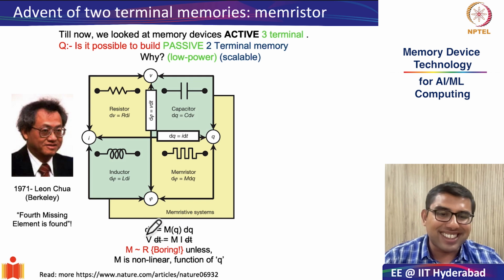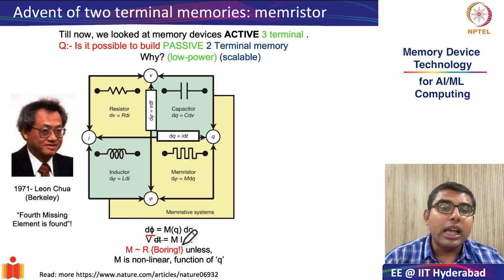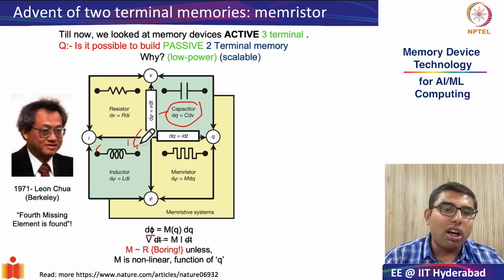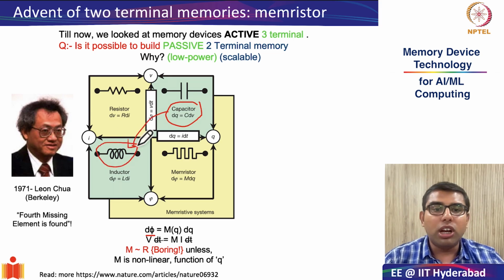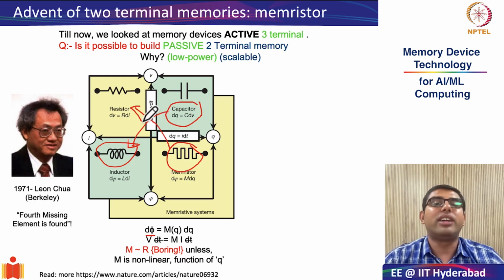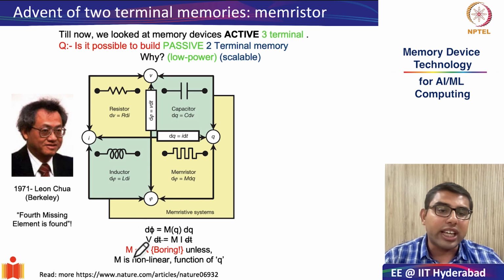We can replace d flux with V dt and dq with I dt, and we can just very naively cancel out the dt, and we will see that just like the capacitor was a phase shifted analog of an inductor, similarly the memristor is nothing but a phase shifted analog of your resistor. And that is what makes things very, very interesting.